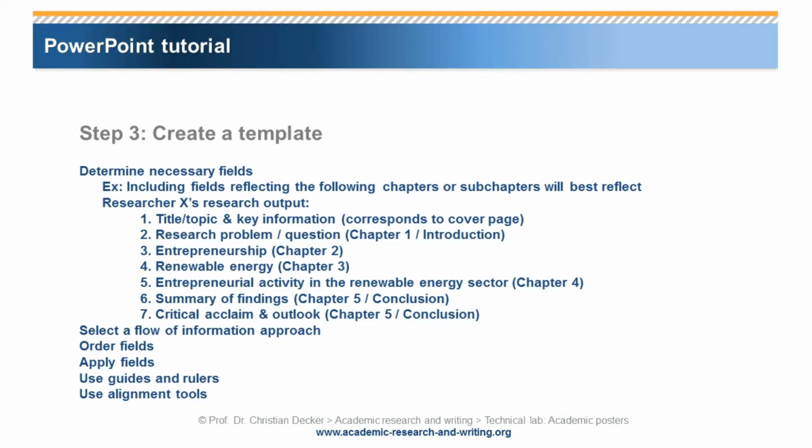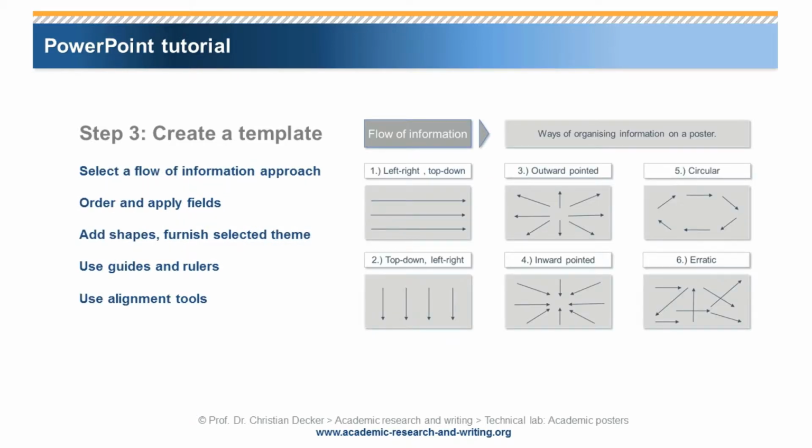Then the findings should be presented in separate fields: findings on entrepreneurship, renewable energy, and entrepreneurial activity in the renewable energy sector, corresponding to chapters 2, 3, and 4, as an example. Thereafter, a separate field for the summary of findings, as well as a field for critical claim and outlook, should be created.